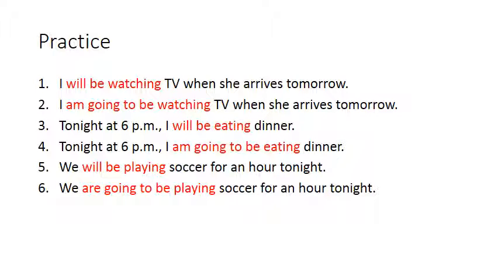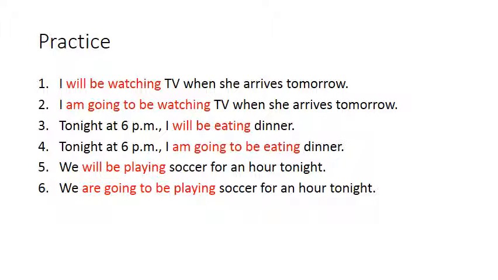I'm going to be watching TV when she arrives means the same thing, except this is a weaker prediction. Number three, tonight at 6 p.m. I will be eating dinner. Okay, so this again is number one, but rather than with a specific event, it's with a specific time, 6 p.m. And we see it's will, which means it's a stronger prediction. Tonight at 6 p.m. I'm going to be eating dinner has the same meaning. This is at a specific point in time, okay? But again, it's be going to, so it's a weaker prediction.